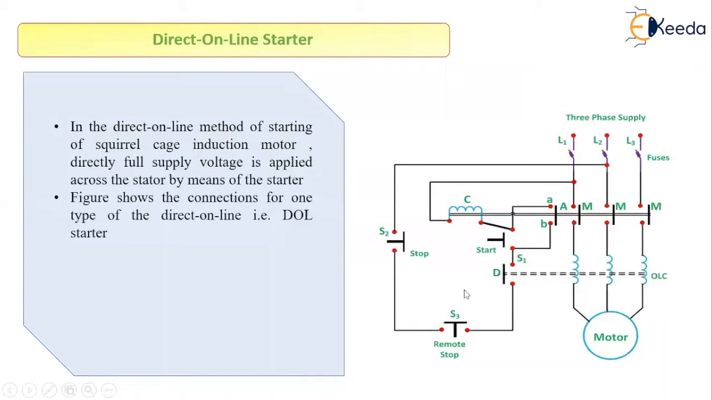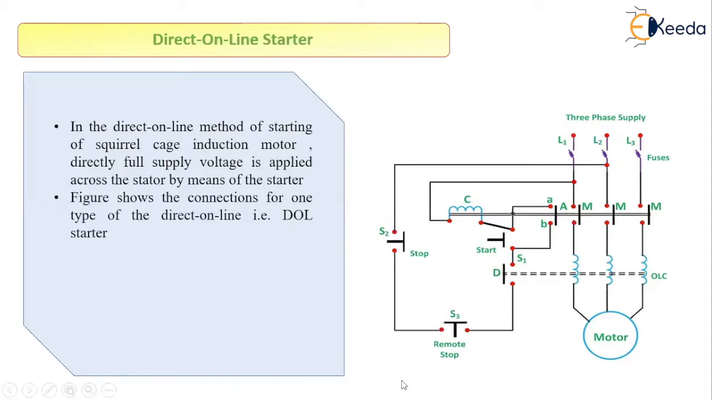So let us see what are the various components of the starter. Here we can see this is the OLC, that is overload coil. Then this is our three-phase induction motor. Here we have the contactor coil C. Then M indicates the main contacts. A is the auxiliary contact. Then there are two buttons. First is the start push button. Second is the stop push button. Then D is the contactor which is used for the overload protection. Then S3 is the remote stop switch. Then there are also the fuses which are connected in each and every phase.